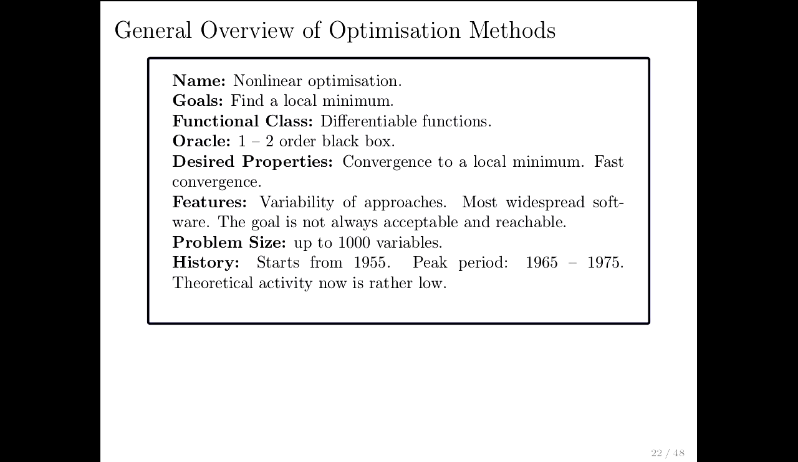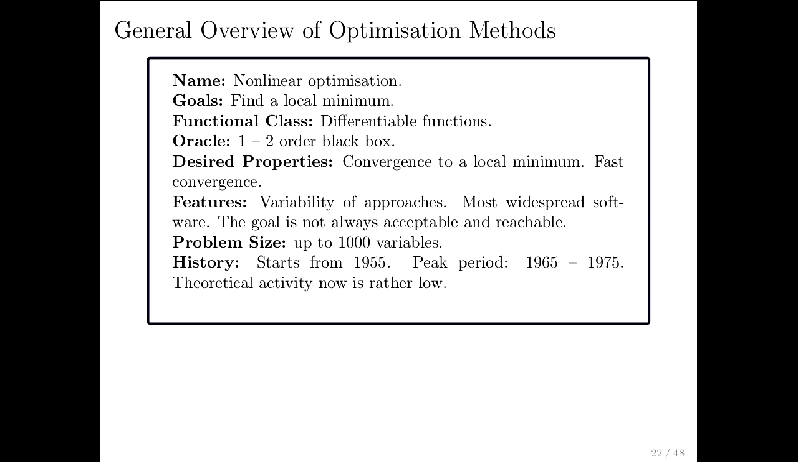And then there is nonlinear optimization. The idea is to find the local minimum. Usually we stick to differentiable functions, though we can deal with non-differentiable ones sometimes. We can have convergence to the local minimum, and we can have fast convergence. We have to be able to quantify it. We are not ready yet. Hopefully by the end of the day we have some tools to quantify that.